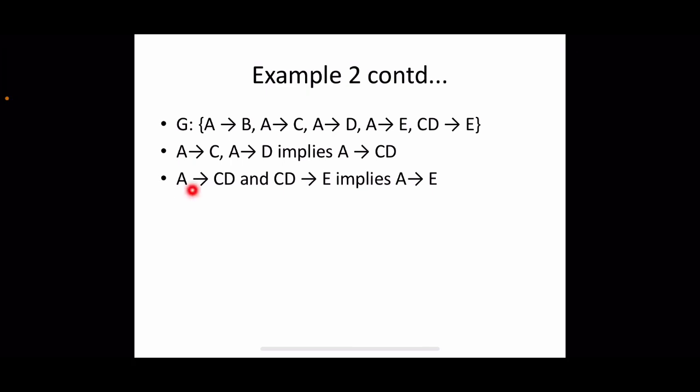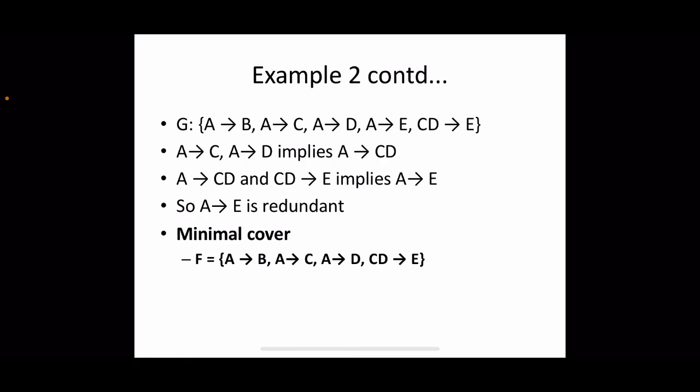And if we take these two dependencies, A determines CD and CD determines E, by applying the transitive rule, that is IR3, we can get A determines E. So from this, A determines E is actually implicit, right? So A determines E is redundant here, and we can remove that.